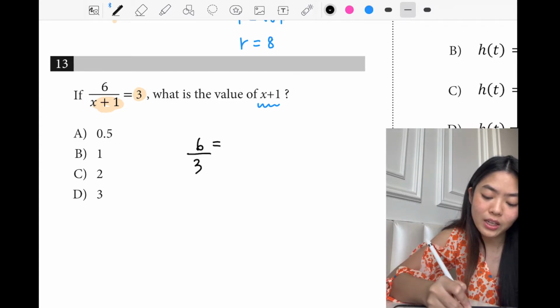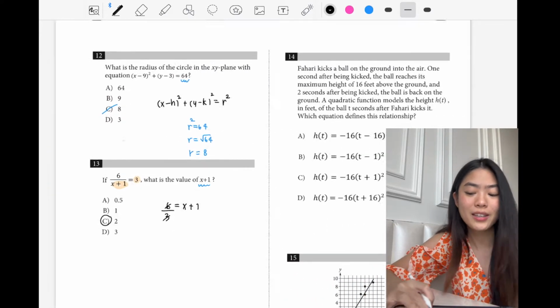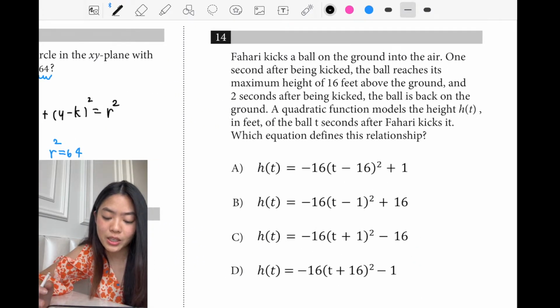So I would have 6 over 3 equal to x plus 1. Now I know that x plus 1 is 2. Okay, so it's 13.